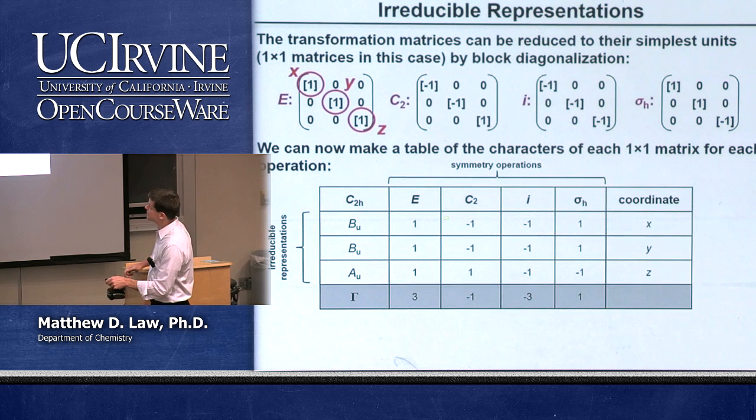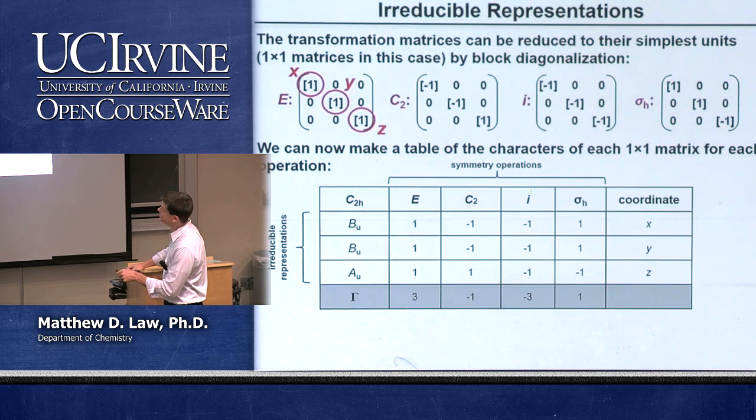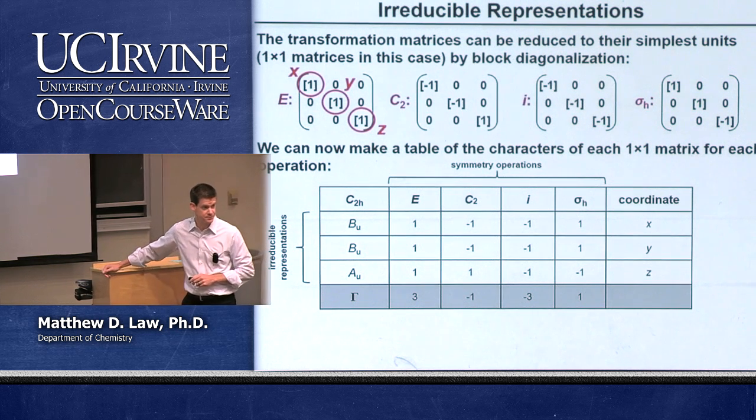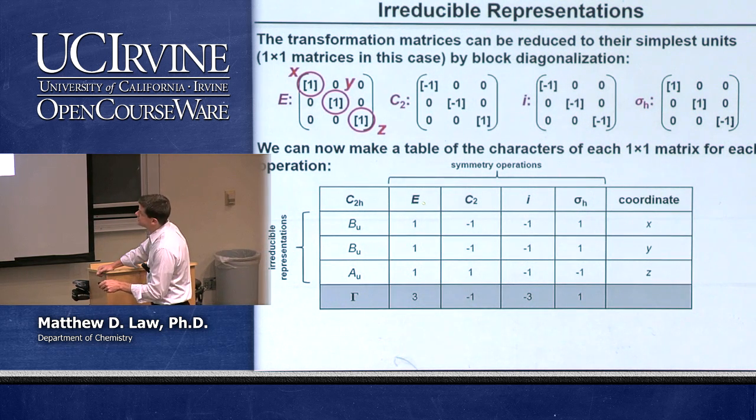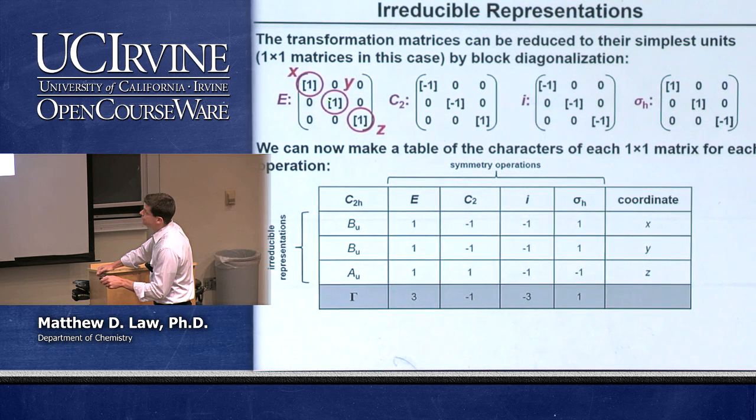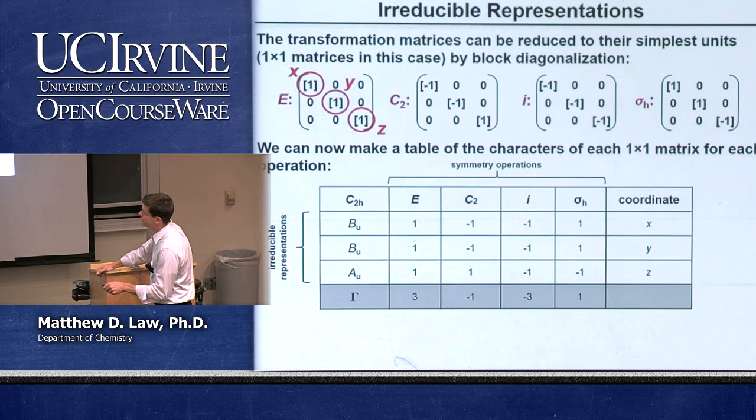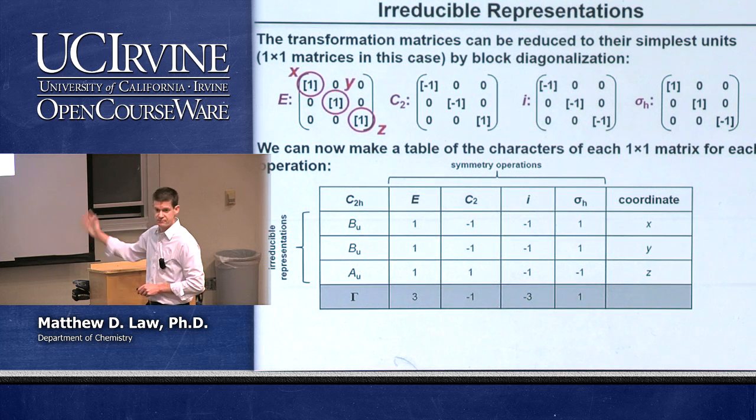It is a table in which we have columns up here, each column corresponding to a symmetry operation in this case. Under each symmetry operation, we have the characters, in this case along the diagonal. So for x, y, and z, we have 1, 1, and 1. For C2, we have negative 1, negative 1, and 1. And so forth for i, and so forth for the reflection operation. At the bottom here, we have the sum of these characters: 3, negative 1, negative 3, and 1 that we had developed in the previous slide.